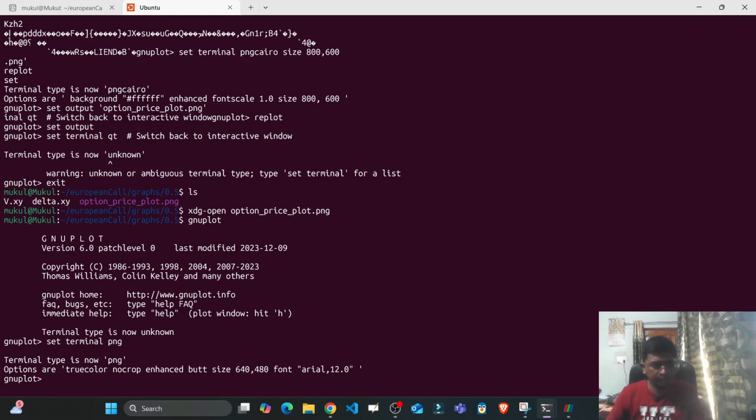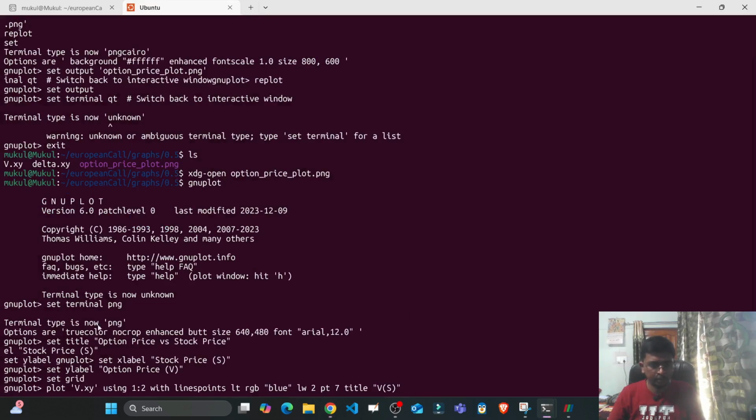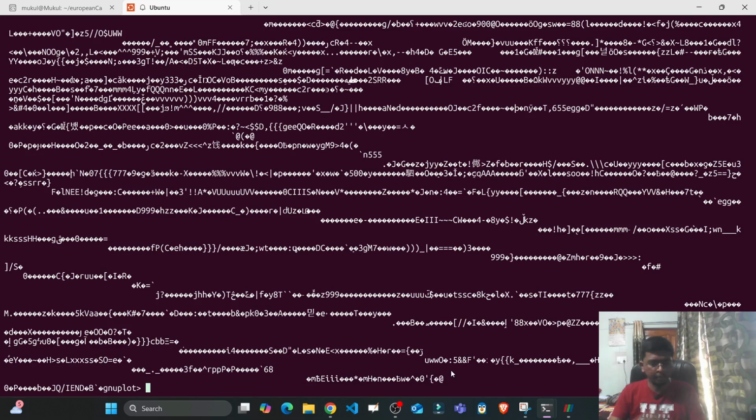Okay, I'm just copying and pasting here. You can just type on your own. Okay, so paste. So these are the commands. What I've done: in gnuplot, first is this command, which sets the title. Then the next one sets the X label as stock price, sets the Y label as option price, and sets the grid also, and then we are plotting. Okay, and then we press enter.